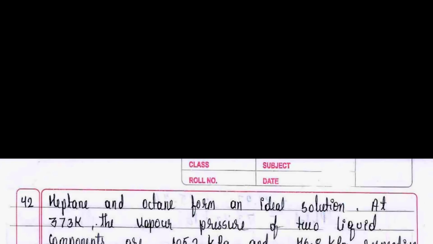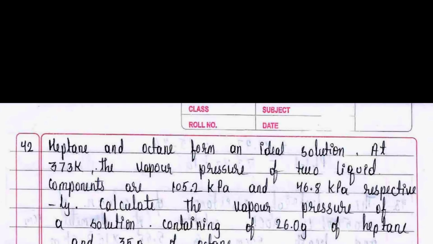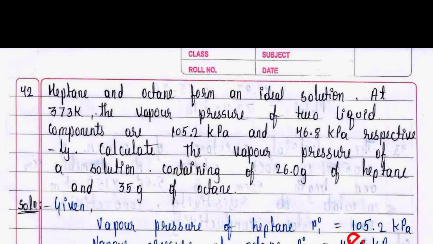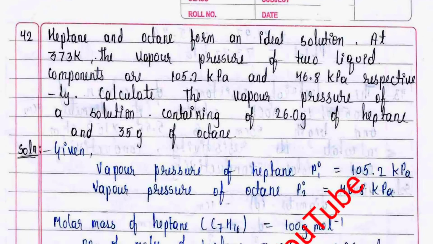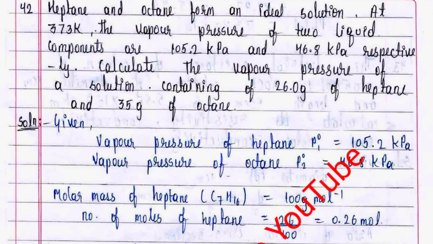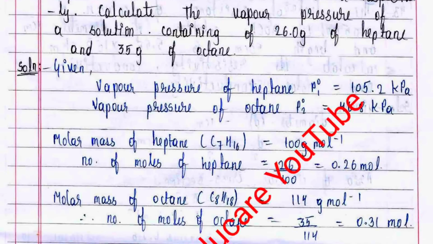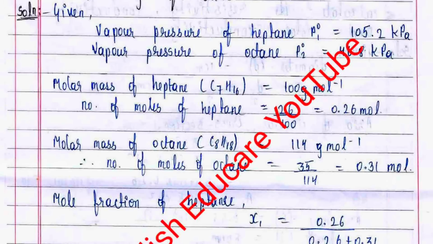42. Heptane and octane form an ideal solution. At 373 K, the vapor pressures of the two liquid components are 105.2 kPa and 46.8 kPa respectively. Calculate the vapor pressure of a solution containing 26.0 gram of heptane and 35 gram of octane, and the numerical is below.